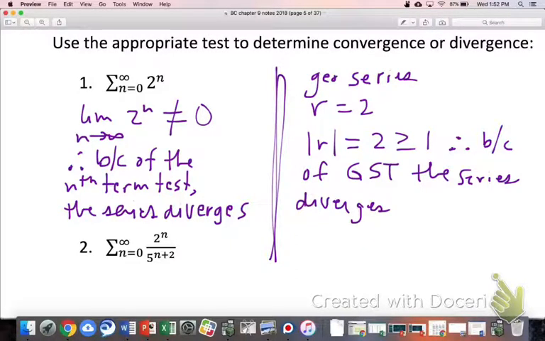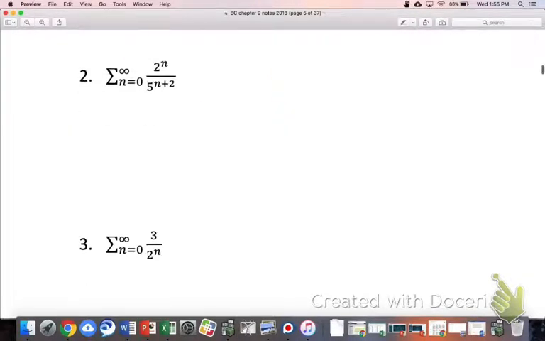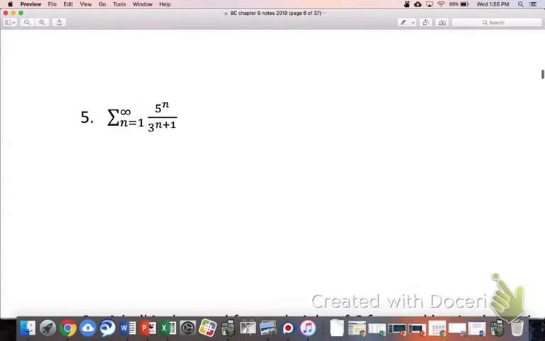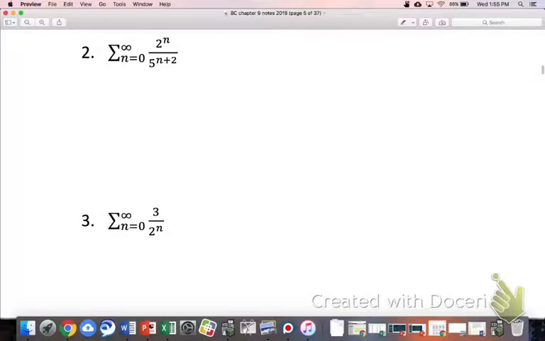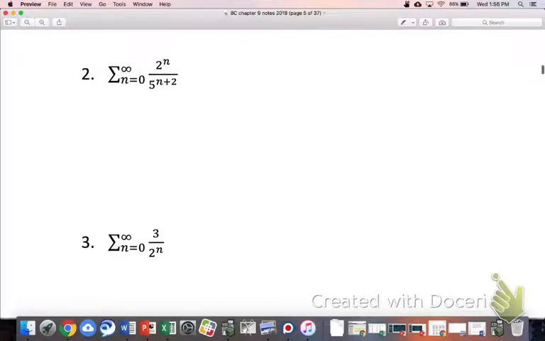Why don't you guys take a look at number 2? And the first one is A. So number 2 is sigma from 0 to infinity of 2 to the n over 5 to the n plus 2. I think there's a smidge, a little bit of algebra that you'd want to do here.